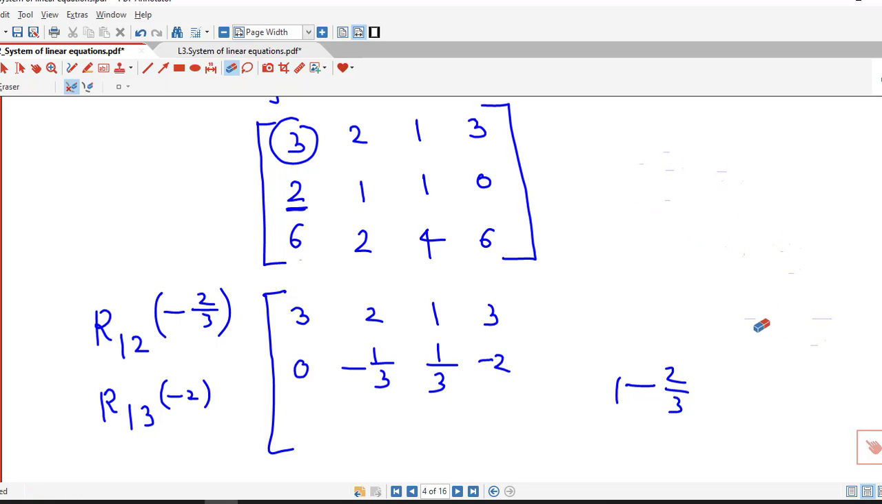Okay, so now we consider this operation, multiplying first row by minus 2 and add in third row. So here 3 into minus 2, minus 6 plus 6, which is 0. 2 into minus 2, that is minus 4 plus 2, which is minus 2. Then 1 into minus 2, that is minus 2 plus 4, which is 2. 3 into minus 2, which is minus 6 plus 6, which is 0.